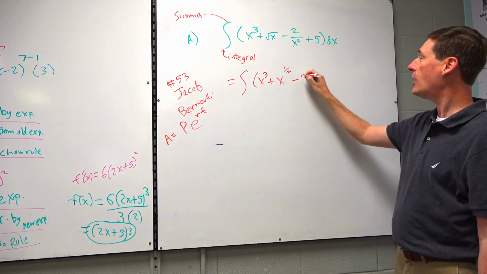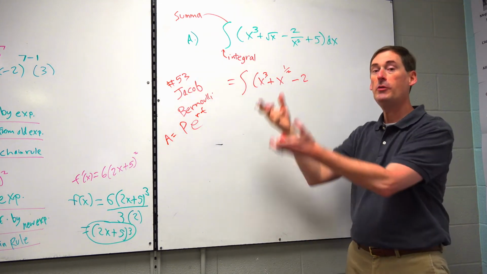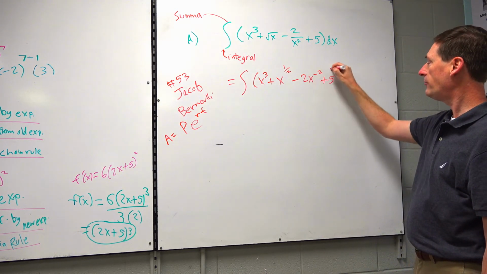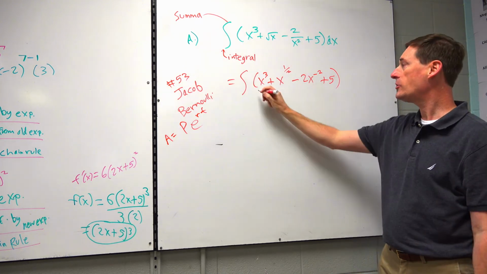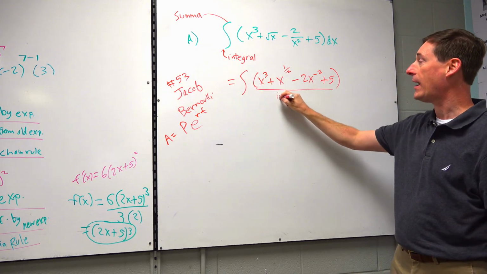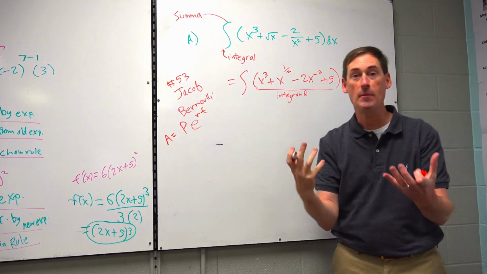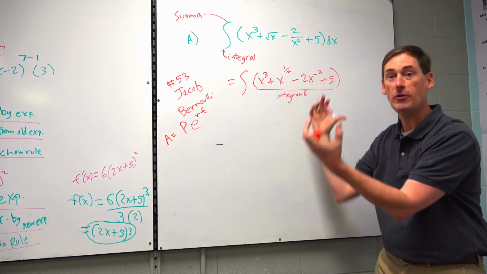Minus 2 is the coefficient. Of course you would bring the x up and make it x to the -2 plus 5. That whole quantity, this quantity is called the integrand, by the way. If I ever refer to the integrand, it's the thing being integrated. It's the body of the problem.